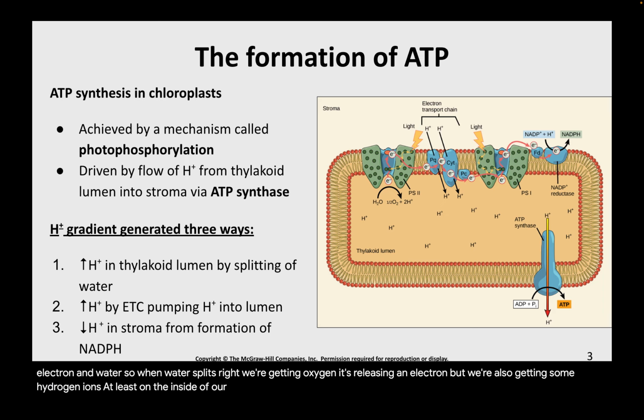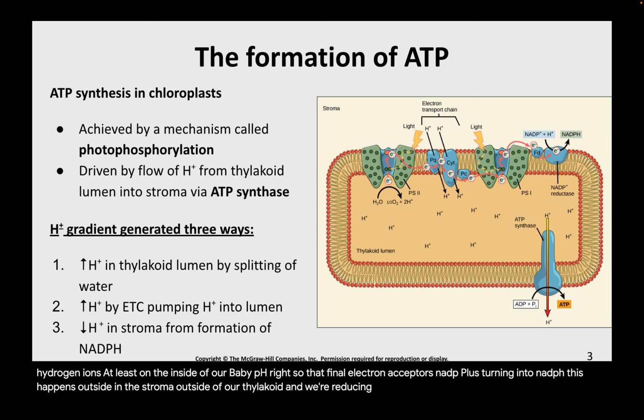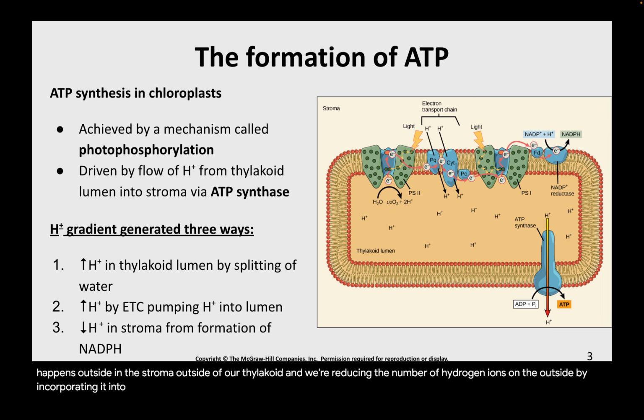The other way that we're adding to this gradient is by forming NADPH, right? So that final electron acceptor is NADP+, right? Turning into NADPH. This happens outside in the stroma, outside of our thylakoid. And we're reducing the number of hydrogen ions on the outside by incorporating it into NADP+, plus that hydrogen ion, to create NADPH, right? So we're using it up, making the concentration outside of the thylakoid even lower.